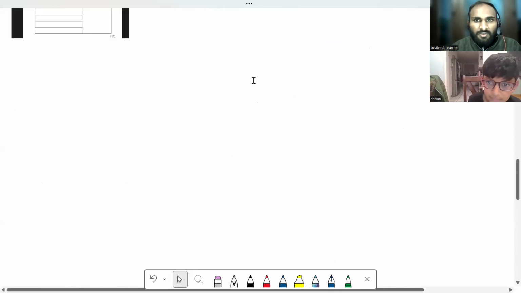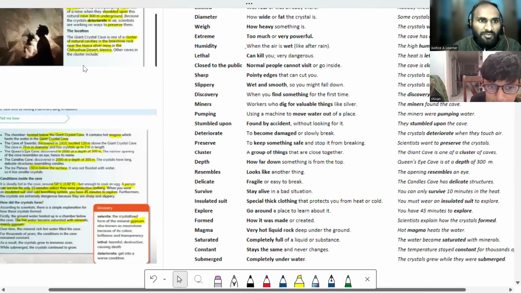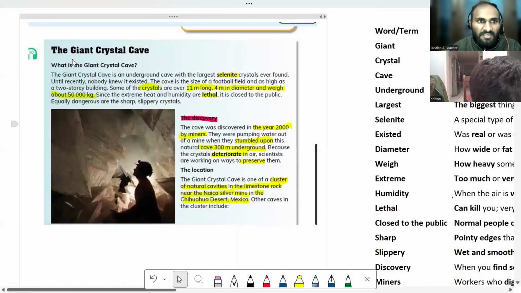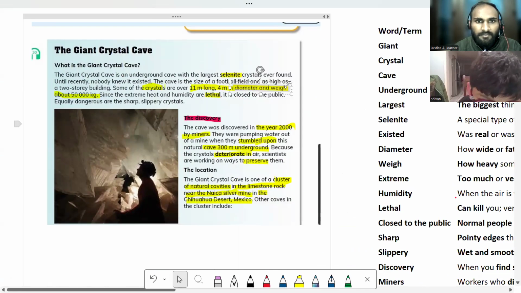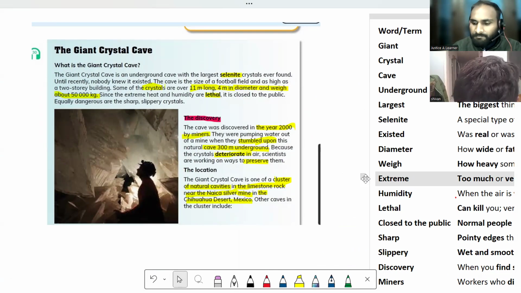Yeah. Okay. So now I would just go through this reading, and I want you to read so I can understand how you are in this. Would you please read that from here? The giant crystal cave. What is the giant crystal cave? The giant crystal cave is an underground cave with the largest selenite crystals ever found.